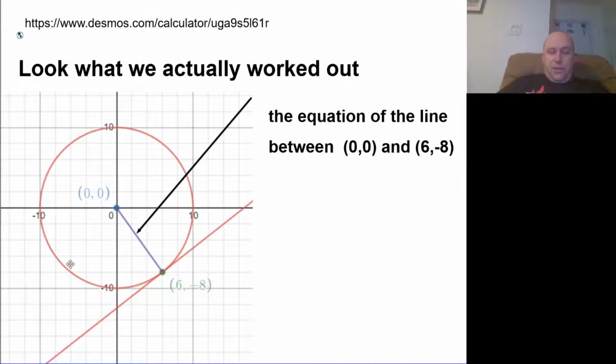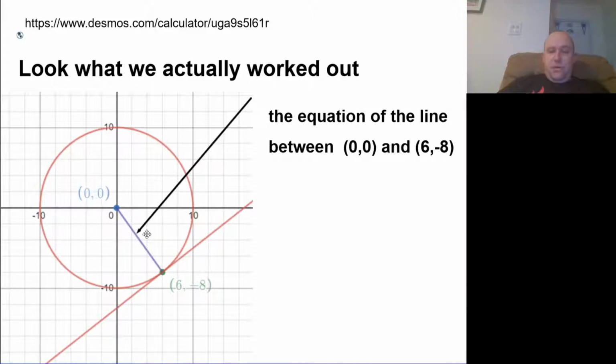Let me draw a picture just so you can see exactly what we just worked out here. So here was the circle, there's the center 0, 0. We have the point 6, negative 8, and we have the tangent here. But the question said, what is the normal? Actually, if we realize this, what we're doing is just finding the equation of the line between 0, 0 and 6, negative 8. So you can do that way simpler than what we just worked out.